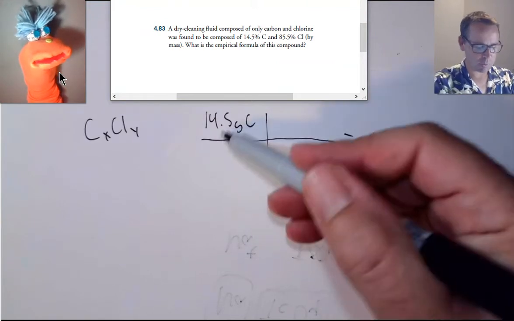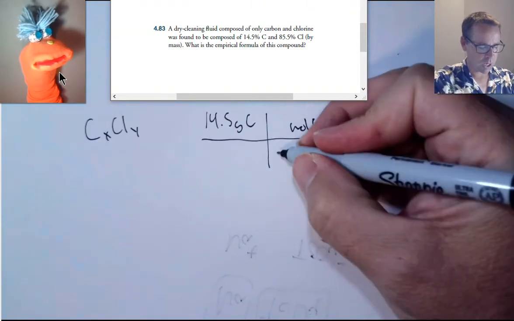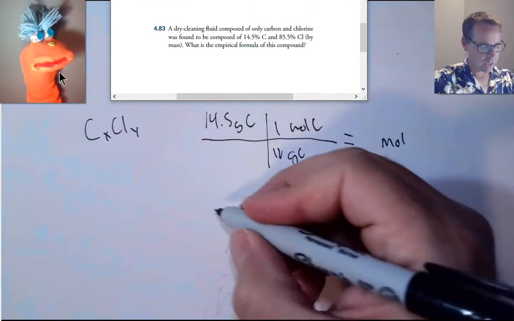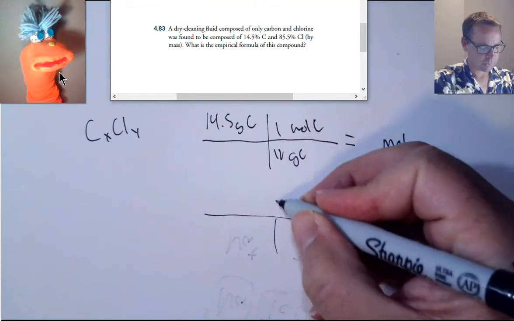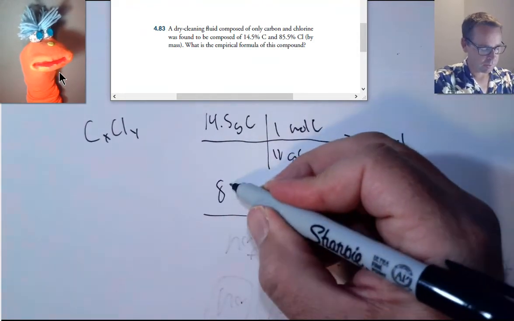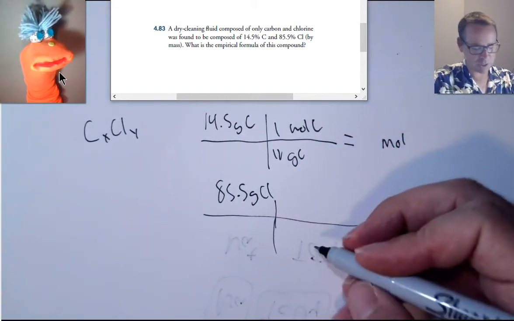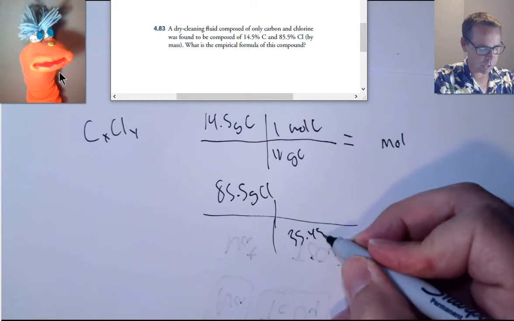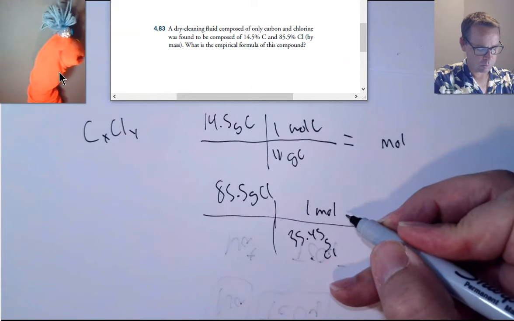So if we know how many grams of carbon, we can convert that to moles of carbon, right? 12 grams for every mole. And then we can do the same thing and get moles of chlorine. From that percentage, again, we're just treating it as grams because we're assuming we have a 100-gram sample, right? 35.45 grams of chlorine. Can you double check on that? Is that the molar mass of chlorine?